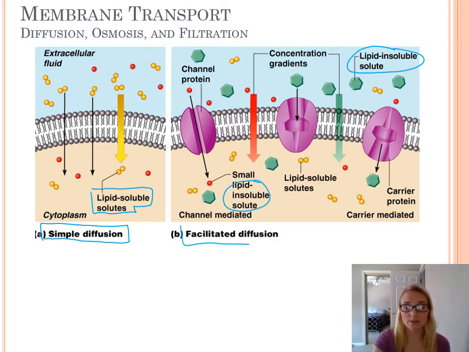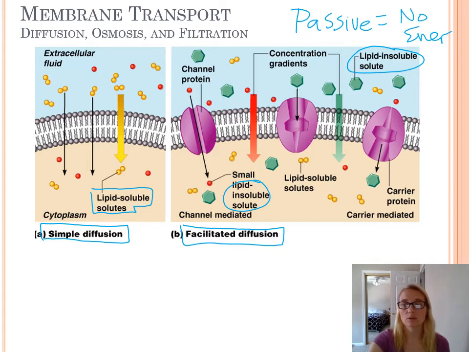And both of these processes, facilitated diffusion and simple diffusion, are what we call passive, which means no energy is used. You don't need energy for things to go from high concentration to low concentration. It's just what they do. Okay, so that's passive. So diffusion, osmosis, and filtration are passive processes. Now, diffusion is the movement of any substance from an area of high concentration to low concentration to reach an equilibrium. Osmosis is a specific type of diffusion. It is the diffusion of water across the membrane to reach equilibrium.